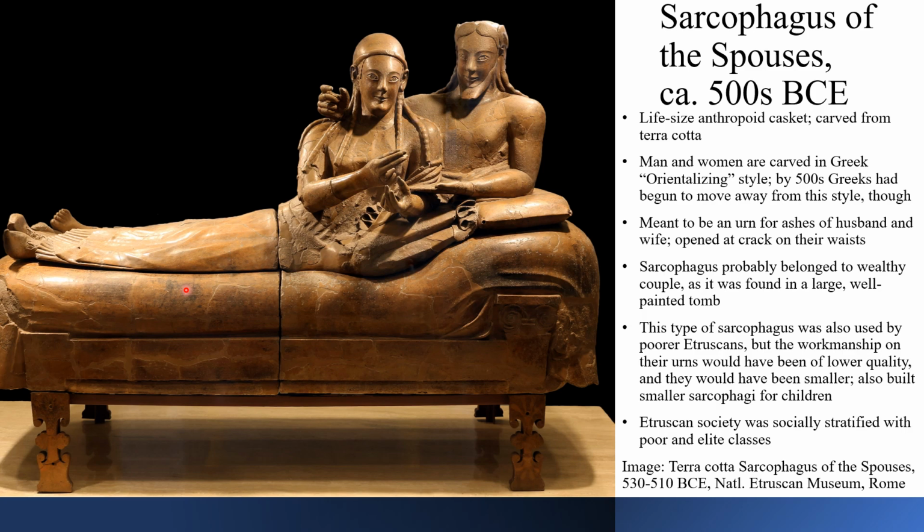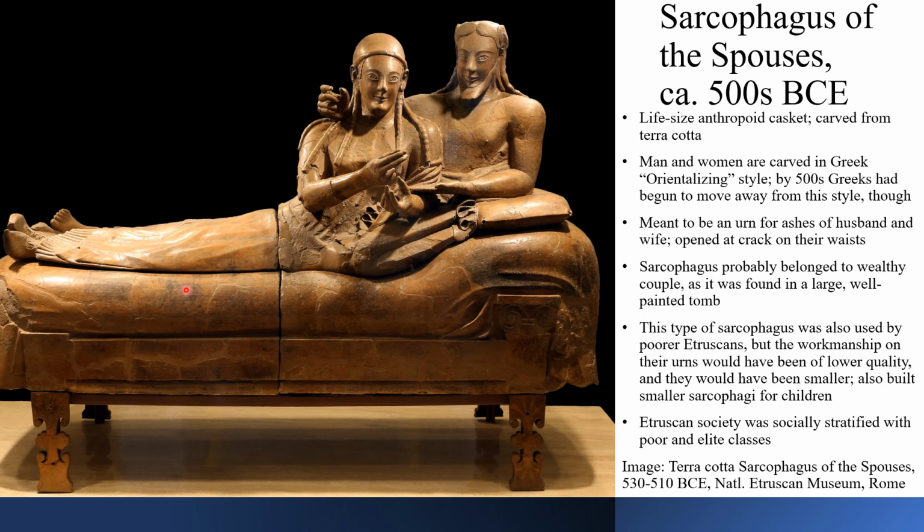And this type of casket or sarcophagus seems to have been used by poorer Etruscans as well, but the workmanship on their urns is of a lot lower quality, and they tend to be a lot smaller. They may also have made smaller sarcophagi for children as well, but I'll show a couple of examples of other Etruscan sarcophagi in the next couple of slides.